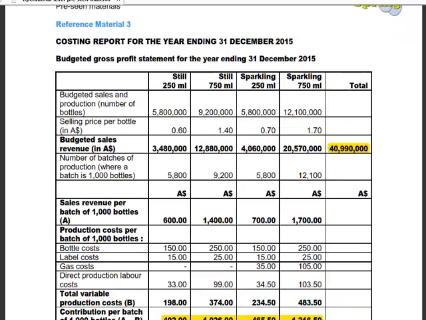Now, to me, this is the page that is going to be the focus of any questions, I think. What we've got here is a budget for the year ending 31st of December 2015. And we've got to work our way through to try and understand how this works. We've got budgeted sales of 40.99 million. That's just a little bit higher than the current sales, which is 40.560. Not a great deal higher.